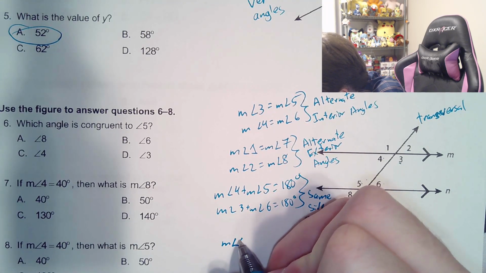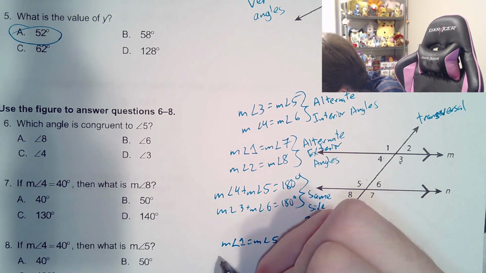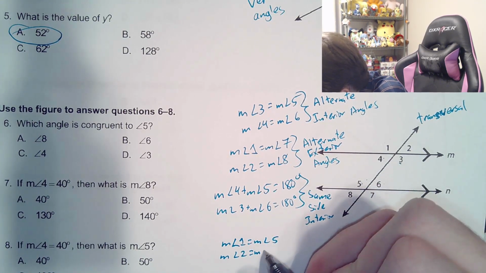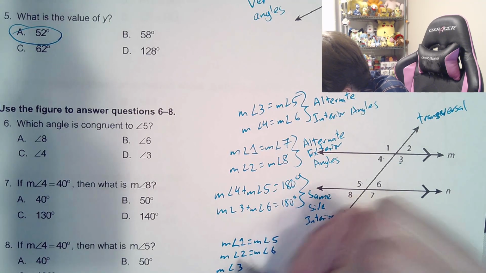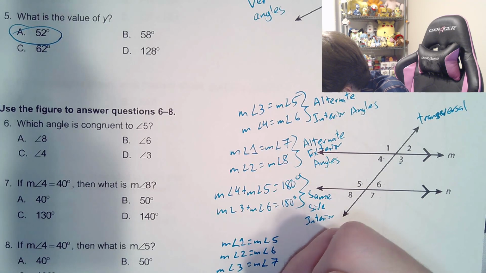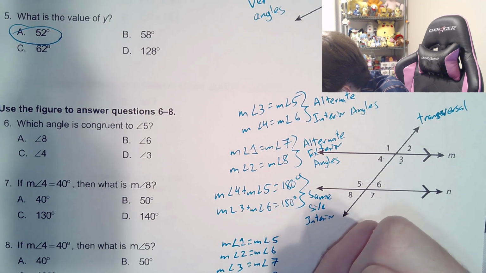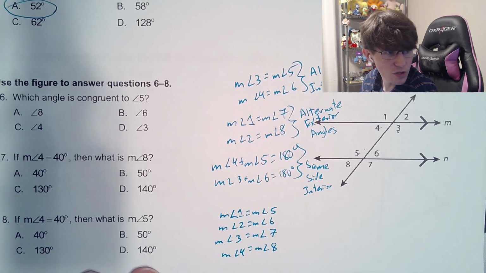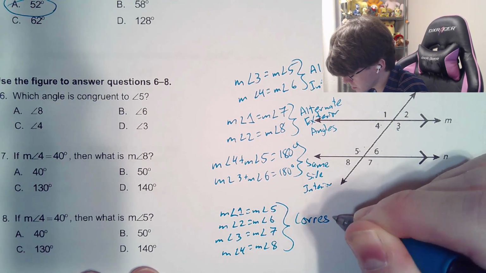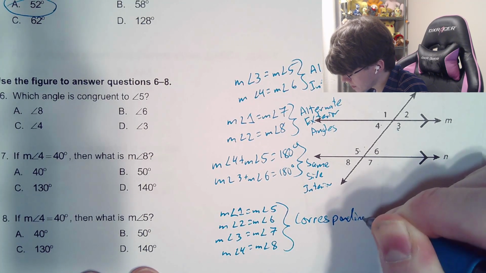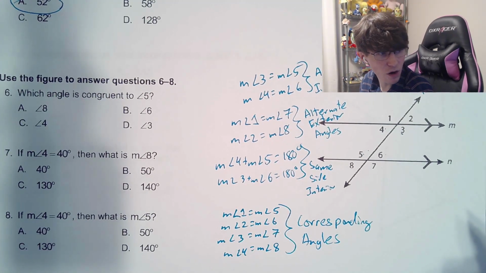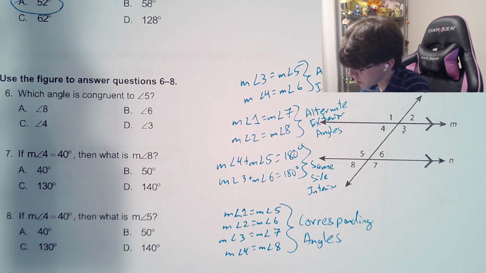The measure of angle number 1 is the same as the measure of angle number 5. The measure of angle number 2 is the same as the measure of angle number 6. The measure of angle 3 is the same as the measure of angle number 7, and the measure of angle 4 is the same as the measure of angle number 8. And all of those together, we say that these are called corresponding angles. And again, they're corresponding because they're in the same exact position, and they're always going to be equal to each other. So we've written all this information down.